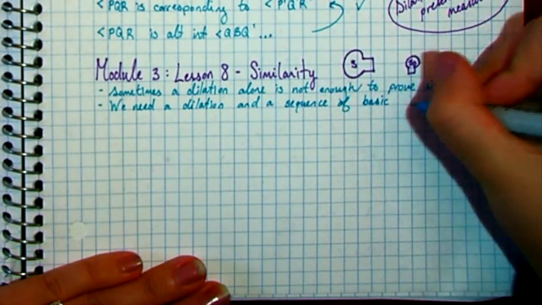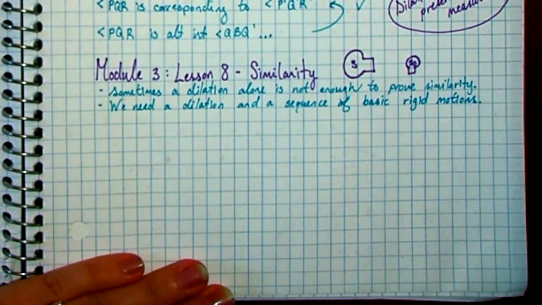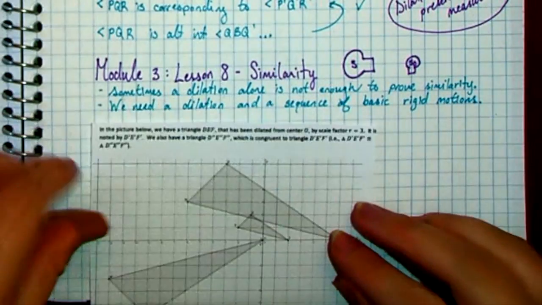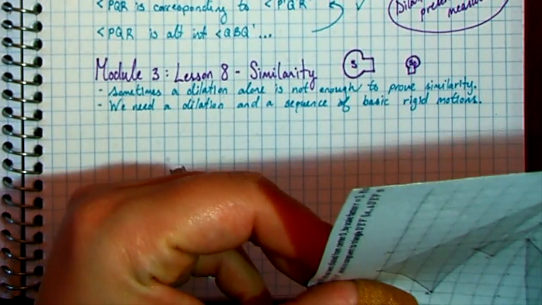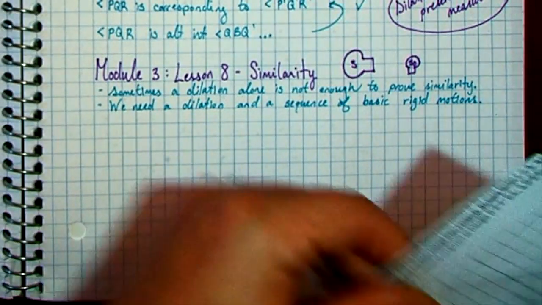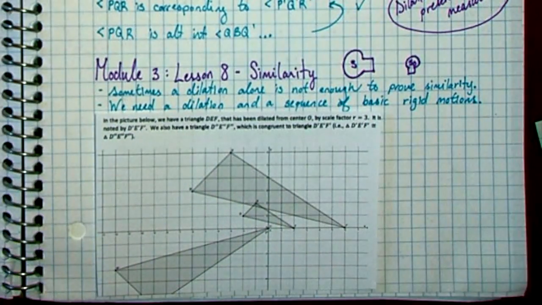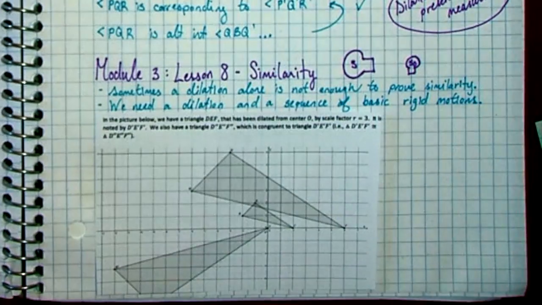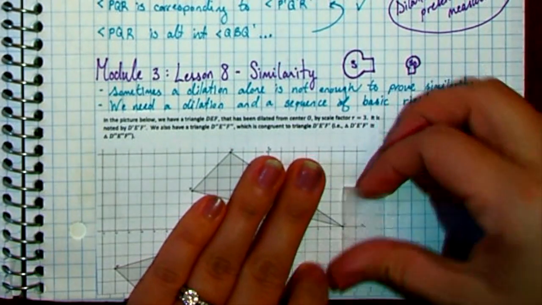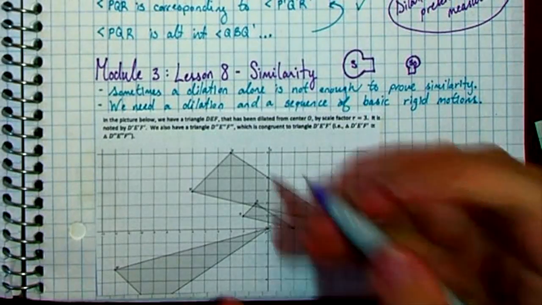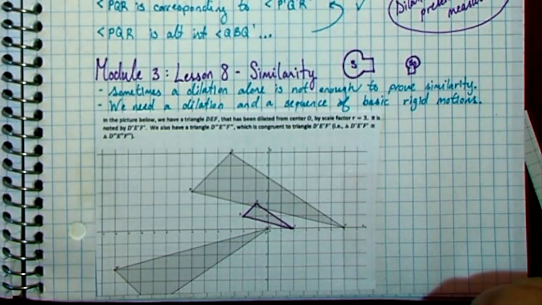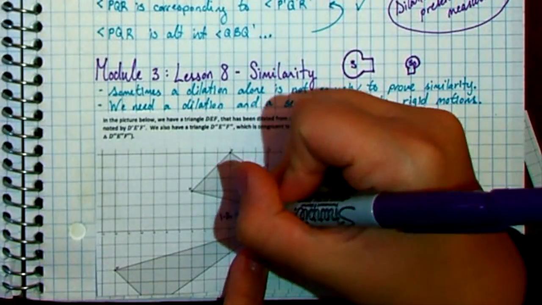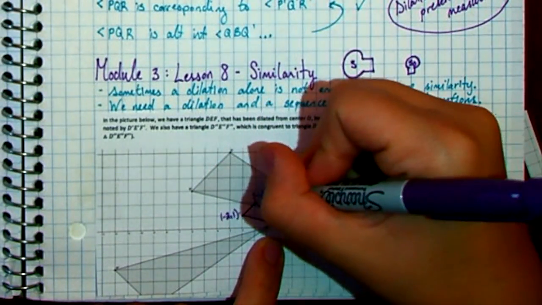So sometimes we need a dilation and a sequence of basic rigid motions, like we did in Module 2, to determine whether or not a shape is actually similar and congruent. I'm going to paste my next example here. It says, in the picture below, we have a triangle DEF that has been dilated from center O by scale factor r equals 3. It is noted by D prime, E prime, F prime. We also have a triangle D double prime, E double prime, F double prime, which is congruent to the triangle D prime, E prime, F prime.